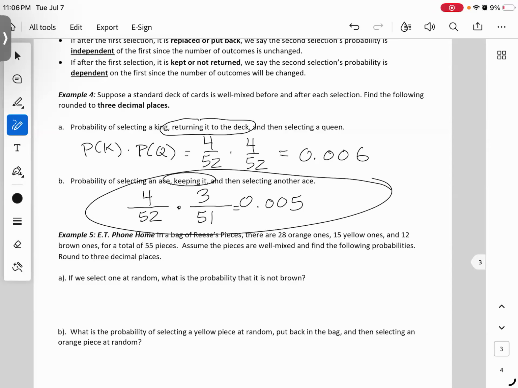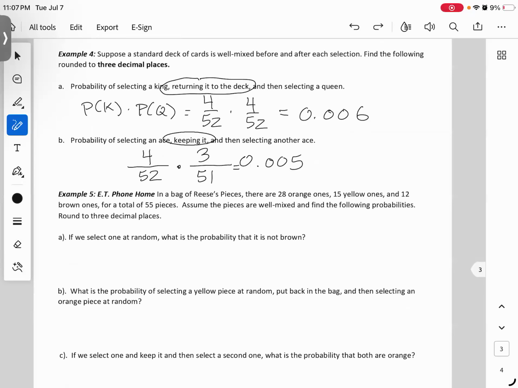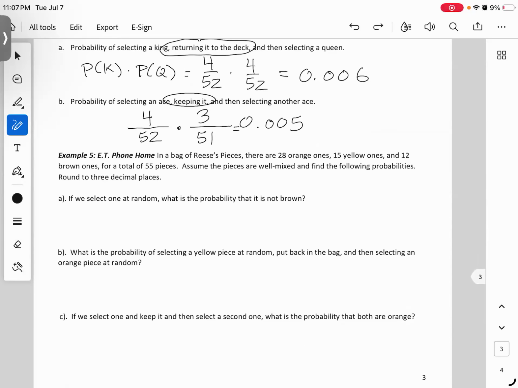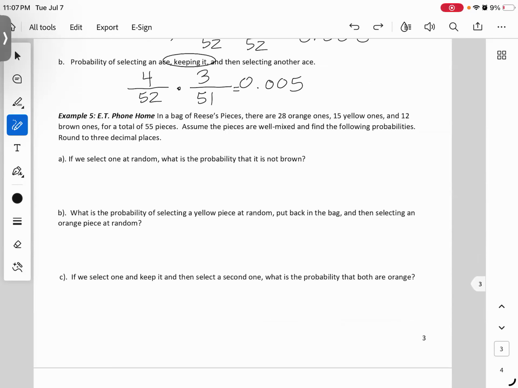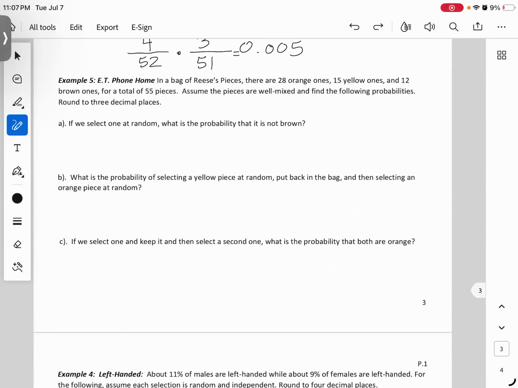Like what happened with the second selection was influenced by the first selection because they didn't put it back. So it affected it. Again, I'm not going to have any questions like, was this dependent or independent? Just know, if you happen to be reading the book or doing extra problems or watching another YouTube video and they talk about dependent and independent, independent is whenever the first pick and the second pick didn't have any impact on each other.